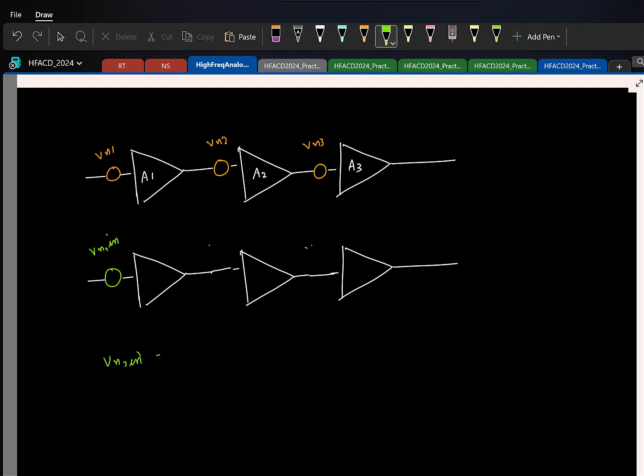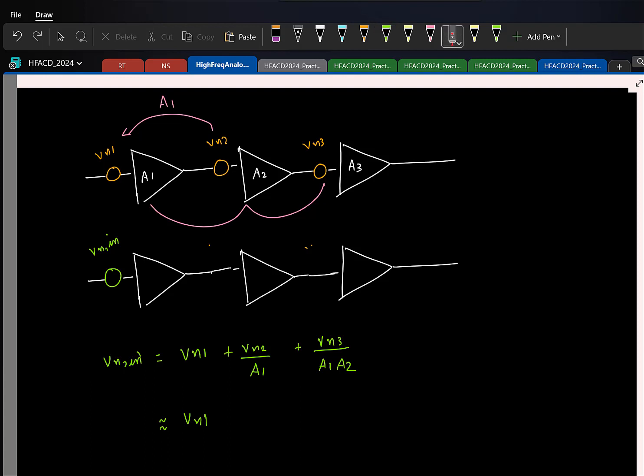The first stage noise is going to add directly. Second stage is getting divided by the gain A1. Third stage noise will get divided by 2 gains. So again, you can approximate it as Vn1 as long as you have sufficient gain in the first few stages. This also makes sense because if I look at the noise from this guy, it gets amplified by 3 gains and appears at the output. This guy is getting amplified by only 2 gains. The last guy is getting amplified by only 1 gain. So overall, the first stage, being amplified the most, will be dominant at the output.